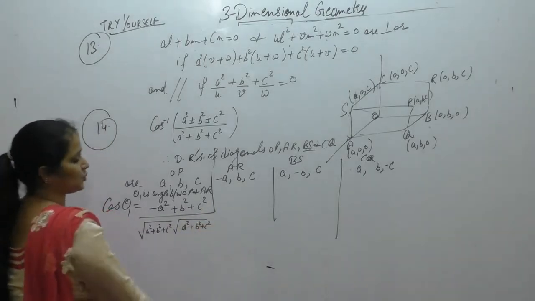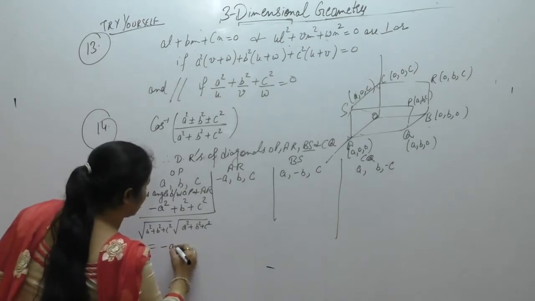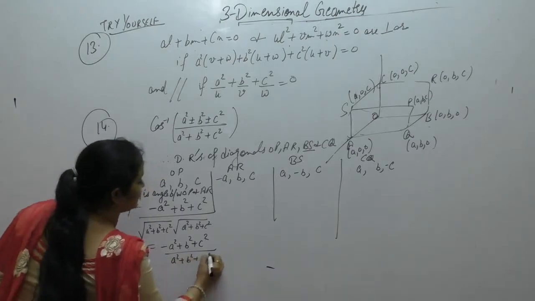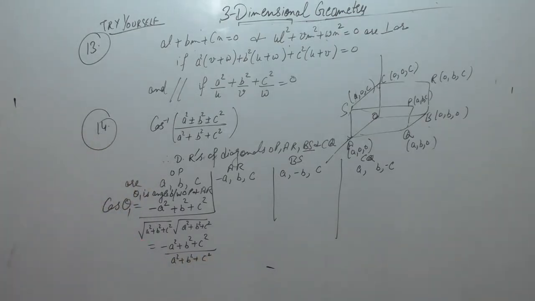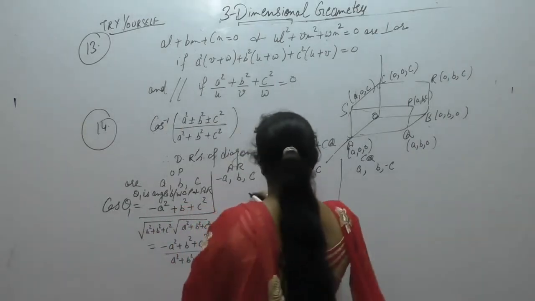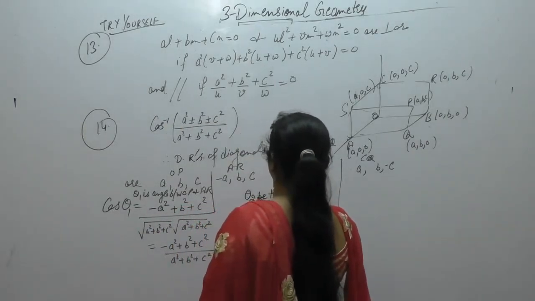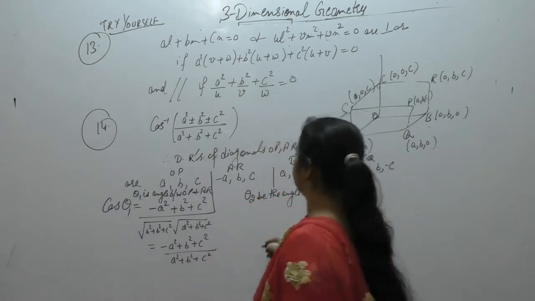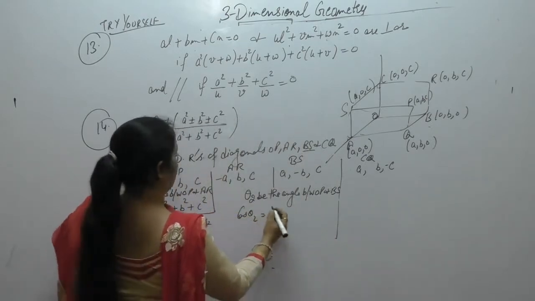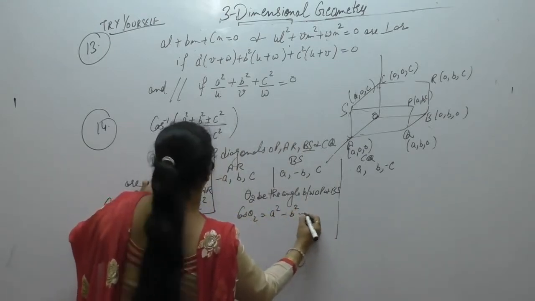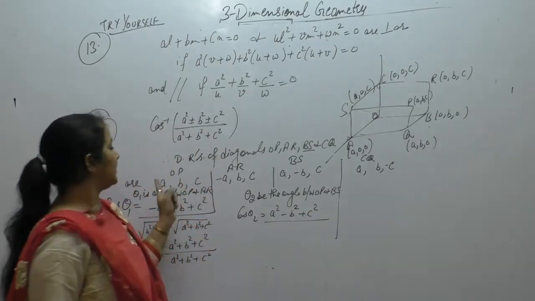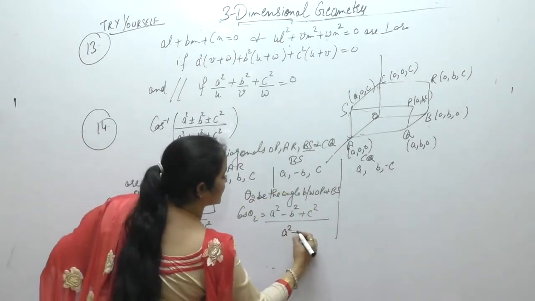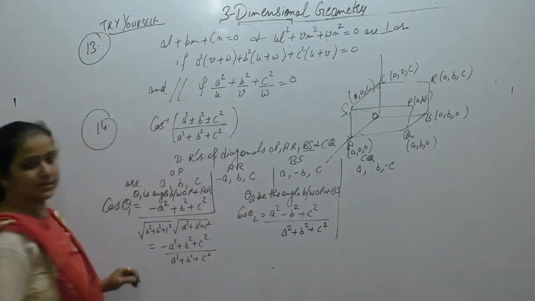Now we get minus a square plus b square plus c square upon a square plus b square plus c square. Let theta 2 be the angle between OP and BS. Then cos theta 2 is a into a minus b into b plus c into c upon the square root of a square plus b square plus c square. Similarly here, we get a square plus b square plus c square.